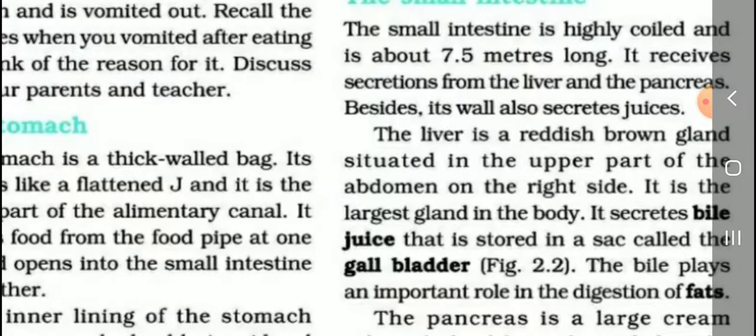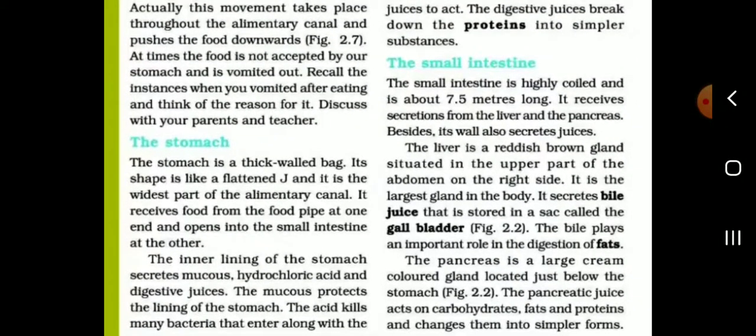Okay. Next, fats. What is the main role of bile? The bile plays an important role in the digestion of fats. That's all.